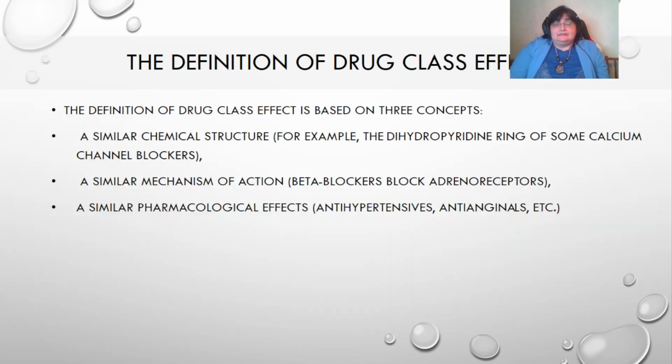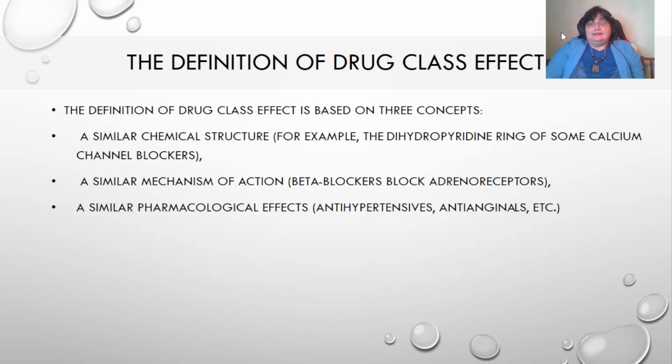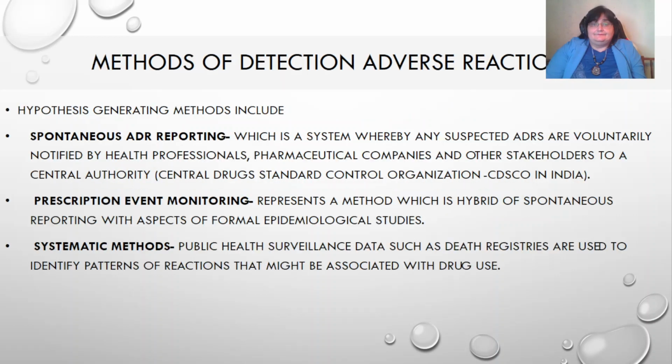The definition of drug class effect. We can see that every class of drug has a specific drug class effect. The definition of drug class effect is based on three concepts: a similar chemical structure, for example, the dihydropyridine ring of some calcium channel blockers; a similar mechanism of action, beta blockers block adrenaline receptors; and similar pharmacological effects, antihypertensive, anti-anginal, etc. Methods of detection of adverse reaction.